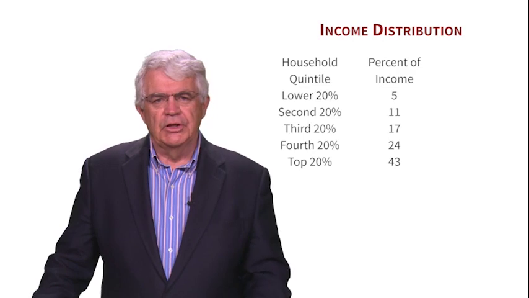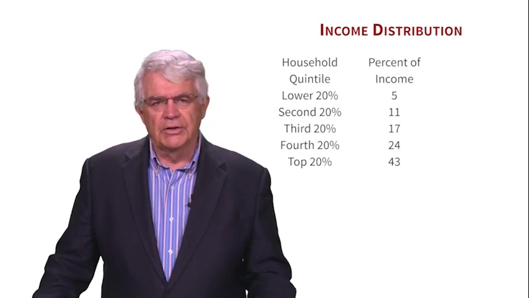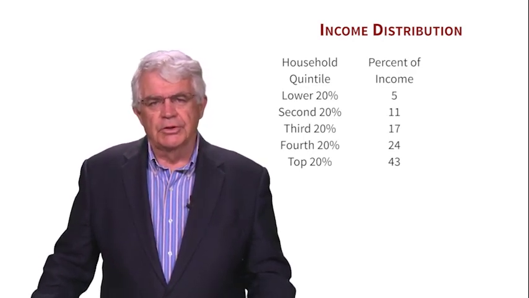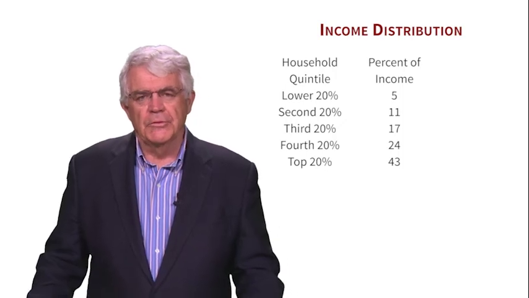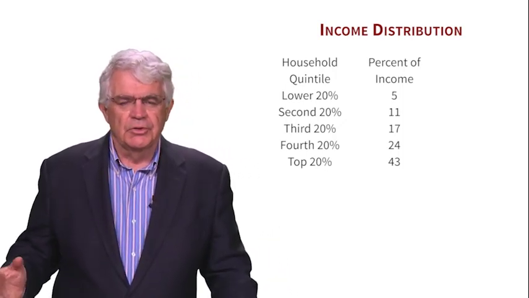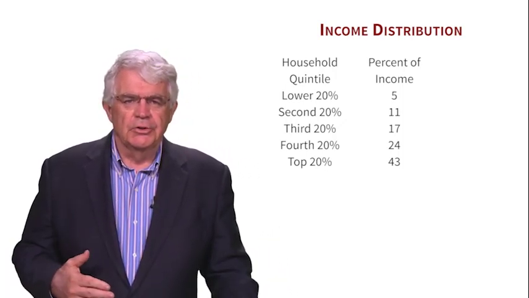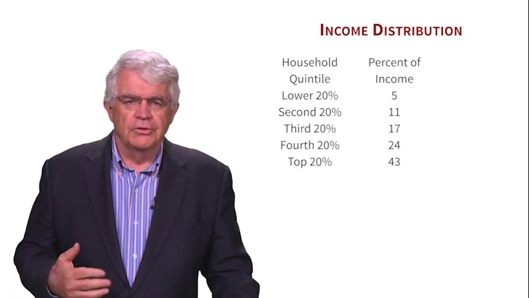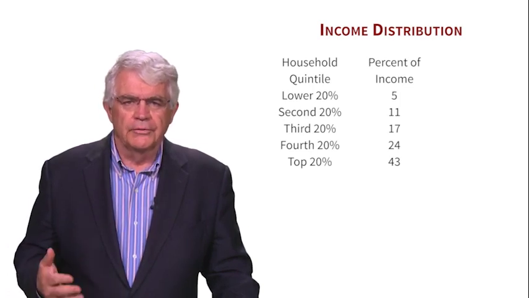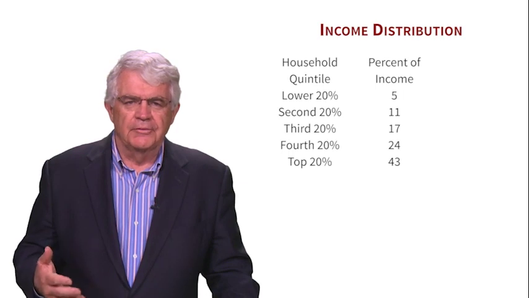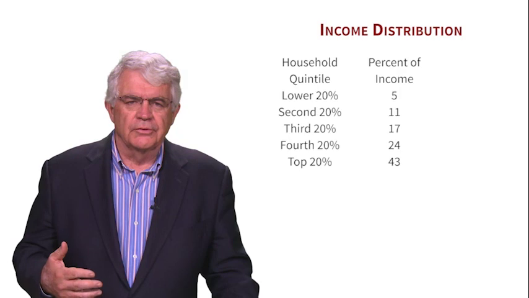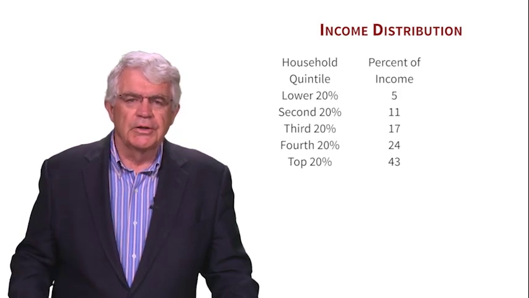And as you can see, as you consider the second 20%, the number is 11%, then it goes 17, 24, and the top 20% earn 43% of the income in the United States. So that's a distribution. And you could say the distribution is less equal if the top get more than if the bottom. In this case, suppose the top got 48 rather than 43, and you took that extra 5% out of the lower 20 and second 20%, then it would become less equal.